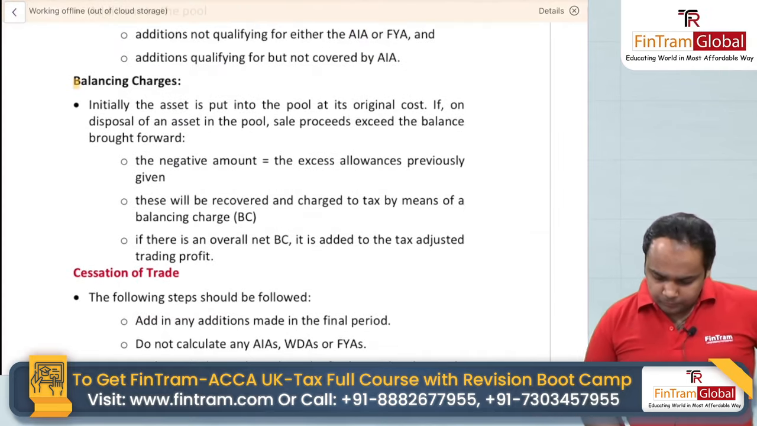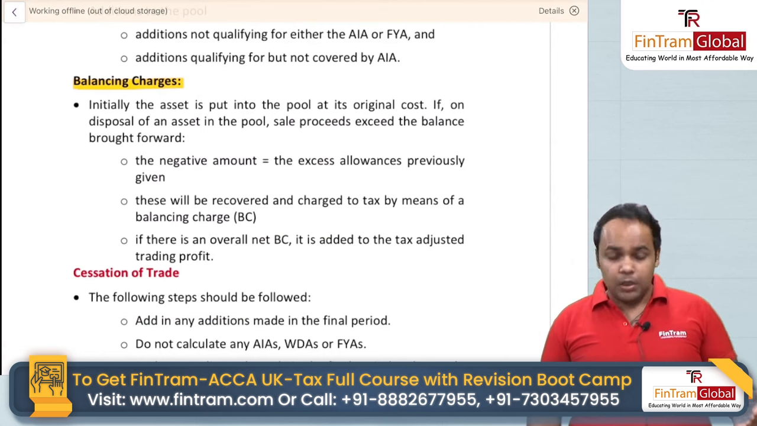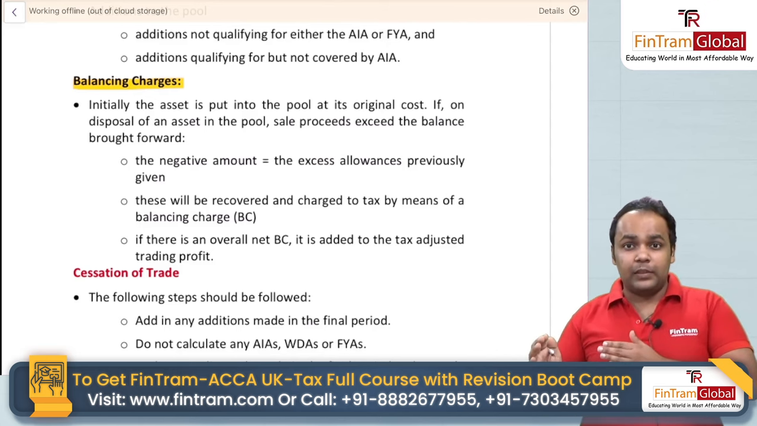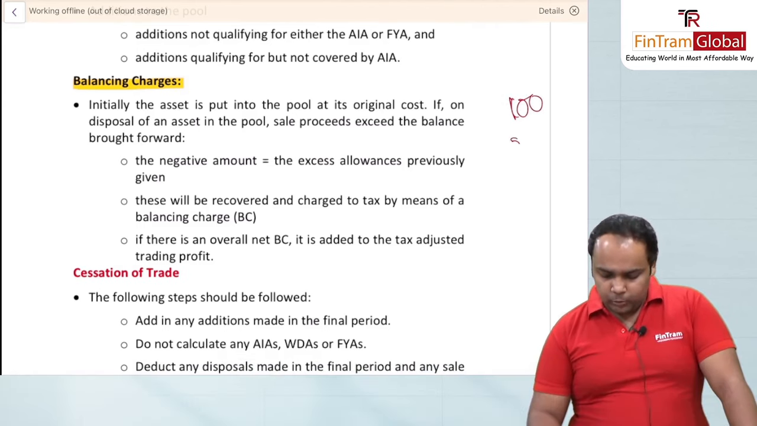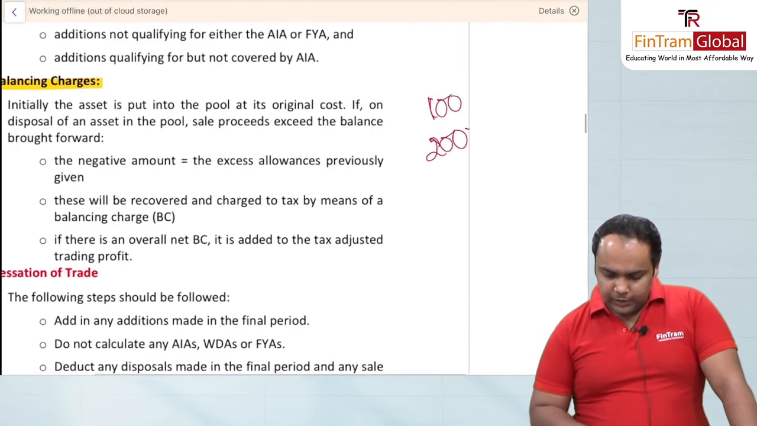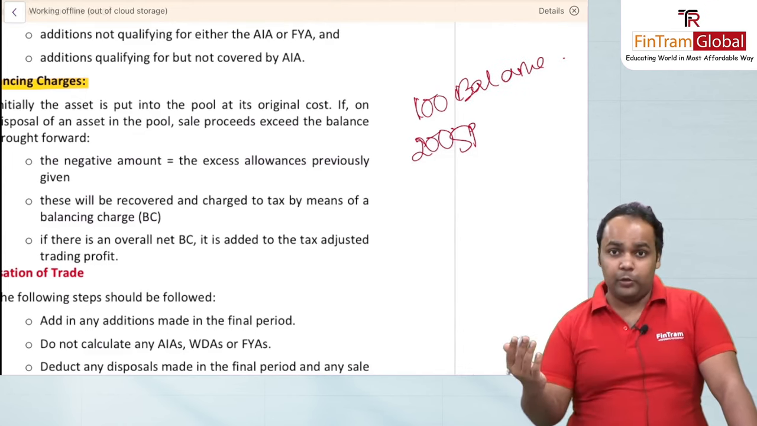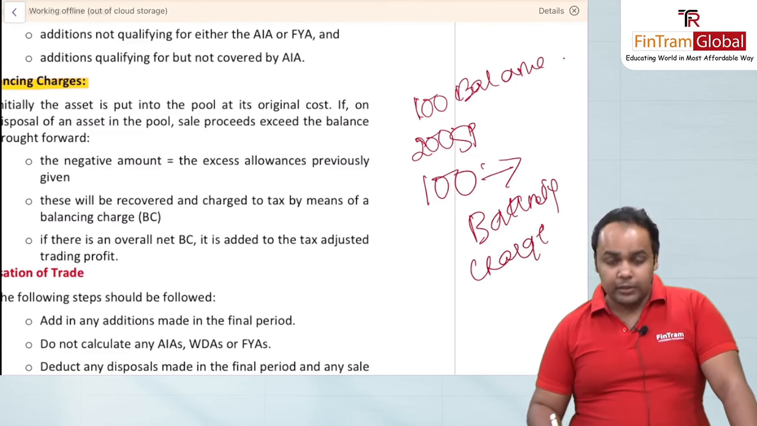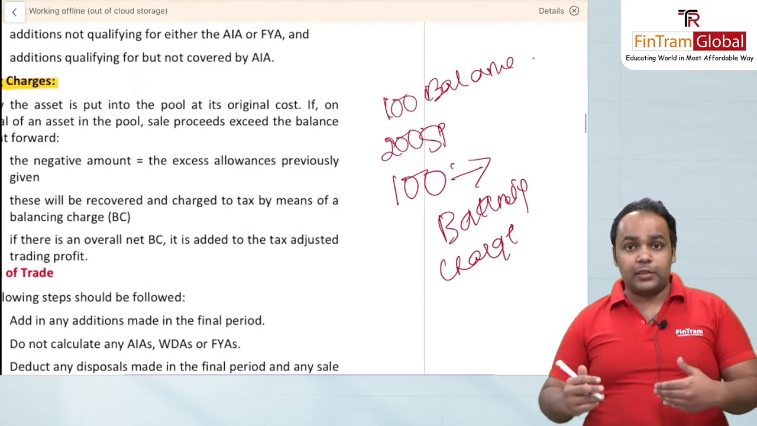Remember, guys, in case the sales proceeds exceed the balance of the assets brought forward, there is a balancing charge which is added to the taxable profit. So, for instance, if the value of the asset in the pool was say 100 pounds, but it was sold at 200 pounds, the sales proceeds are more than the balance in this case. So, to offset this, there can be no allowance, and the 100 is added as a balancing charge. And if there is an overall balancing charge at the end of the year, it is added to the tax adjusted trading profit, because this is an addition to the profit.